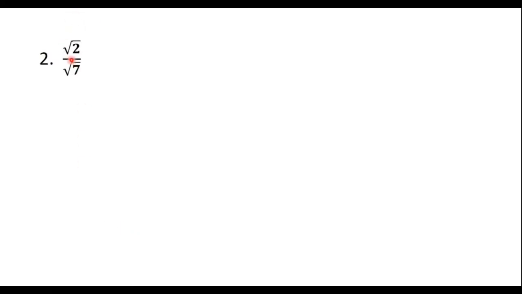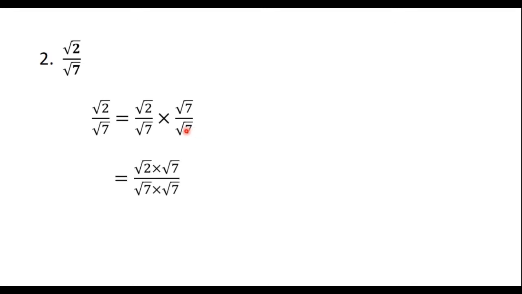We have square root of 2 over square root of 7. Once again, you multiply both the numerator and the denominator by the denominator. So you multiply square root of 2 by square root of 7. You multiply square root of 7 by square root of 7. Now this will give us square root of 2 times square root of 7 divided by square root of 7 times square root of 7. Since these are multiplying, we are going to have 2 times 7 to give us square root of 14. Then square root of 7 times square root of 7 will give us 7, as we have here.